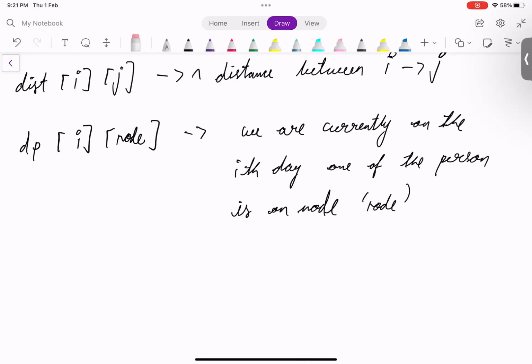Destination of I minus 1. Yeah, that is true, because for sure one of the persons should have delivered the previous one. In the previous iteration, he will have delivered the pizza, right? Yeah, in the previous day, that is true.